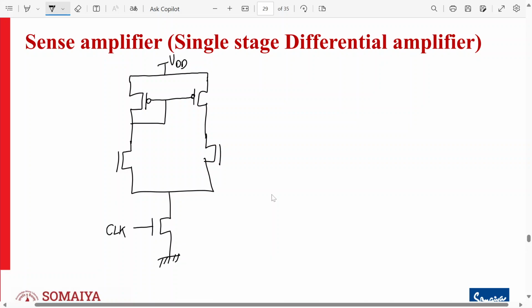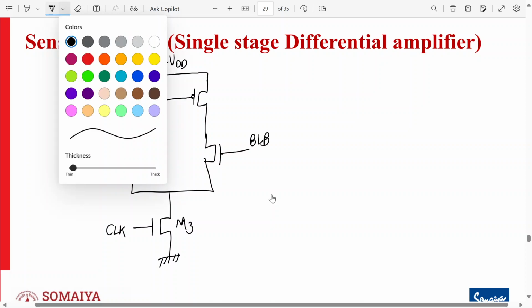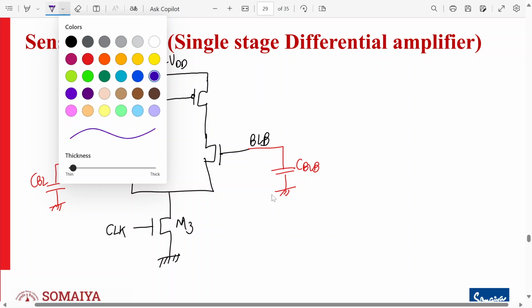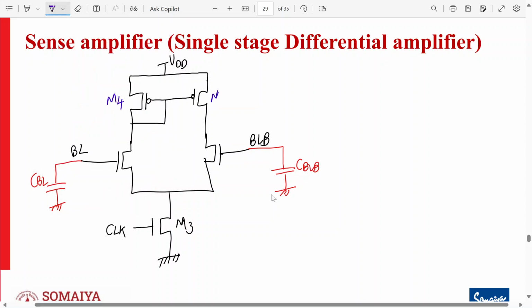This you can call the clock. This is M3. This is your bit line bar. This is your bit line, where you have connected the capacitors CBL and CBLB. This is M4, M5, M2, M3. So this is current ID1, this is current ID2, and this is current ID3. So ID3 should be equal to ID1 plus ID2.